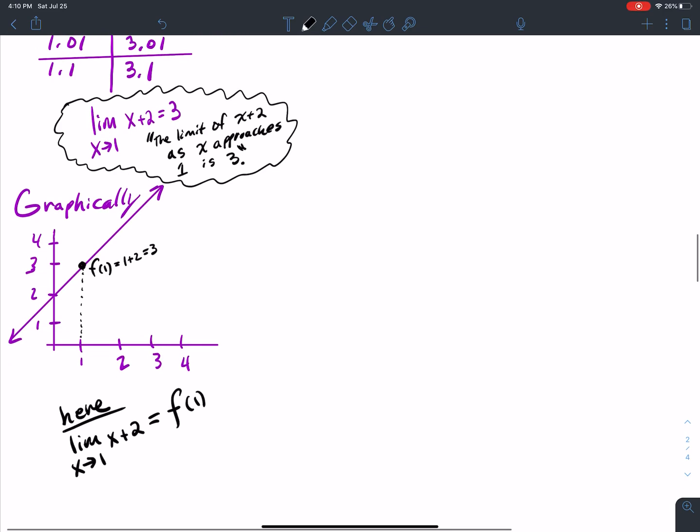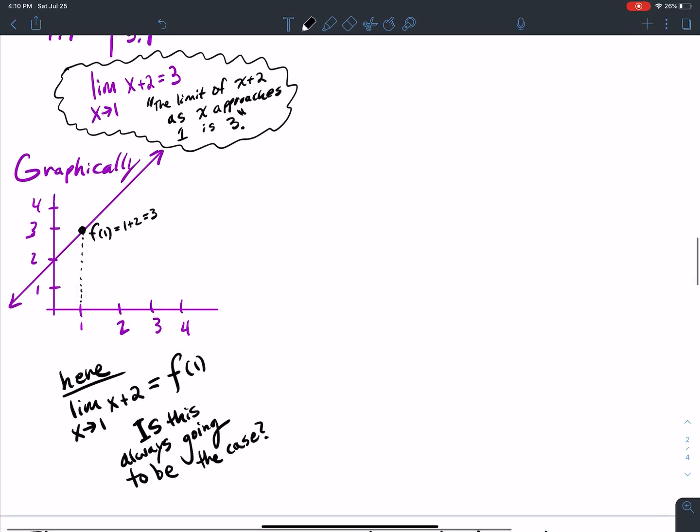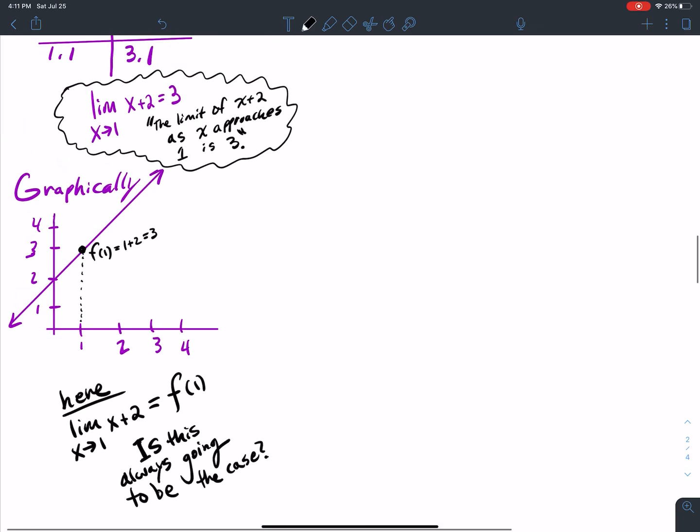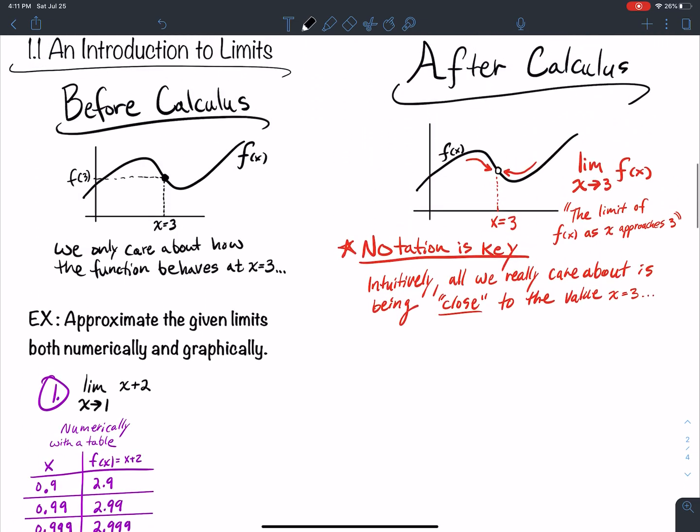So here, it's actually really nice that the limit as x goes to 1 of this function is equal to the function evaluated at that particular point. Now the question becomes, is this always going to be the case? If it is always the case, then my gosh, that really makes our life pretty easy. But guess what? Life's hard. Life's not going to be that easy for us. So no, it is not always the case that the limit is equal to the function value.